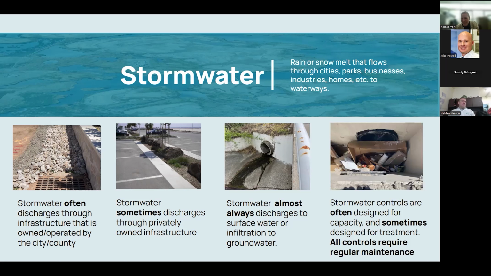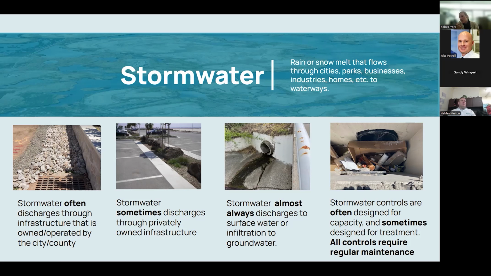And then stormwater controls are often, if not always, designed for capacity and only sometimes designed for water quality treatment. But all stormwater controls require regular maintenance. So you can see my photo there. There's trash chock full in this what we call a catch basin. That's the area underneath a stormwater inlet. And then those two discharge pipes on the top and bottom, those are where the stormwater fills up and then ultimately discharges or connects back to another system.